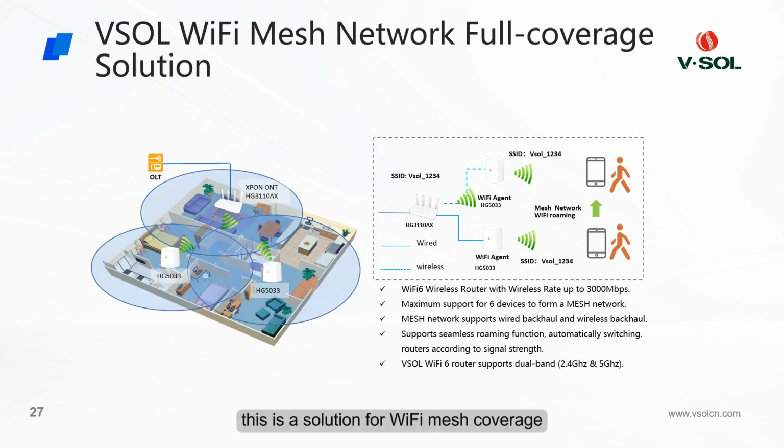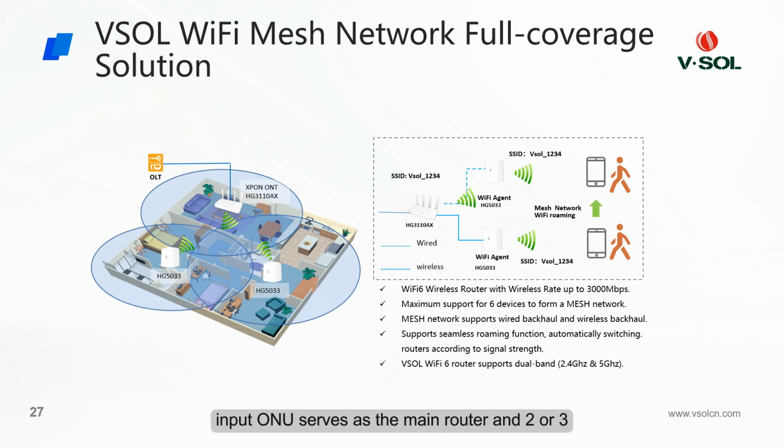This is a solution for Wi-Fi mesh coverage. This plan is aimed at users who have a high demand for Wi-Fi coverage, because this requirement also requires relatively high bandwidth. Through 10G PON OLT, 10G ONU HG3110AX is connected to provide high bandwidth input.